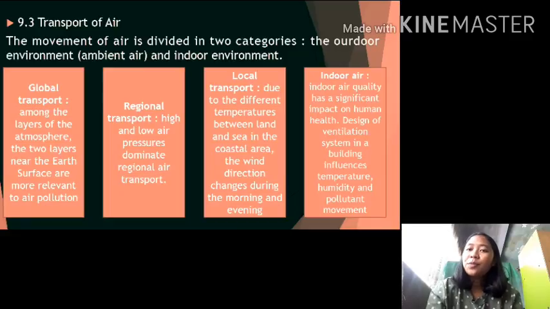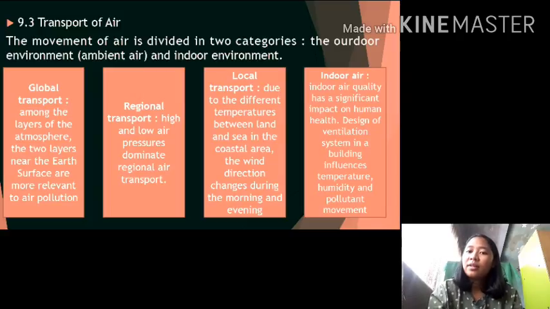9.3 Transport of air. The movement of air is divided into categories: the outdoor environment, ambient air, and indoor environment. First, global transport. Among the layers of the atmosphere, the two layers near the Earth's surface are more relevant to air pollution. Next, regional transport. High and low air pressures dominate regional air transport.